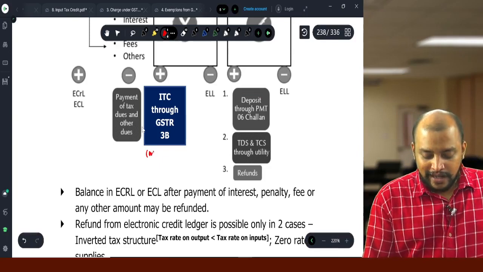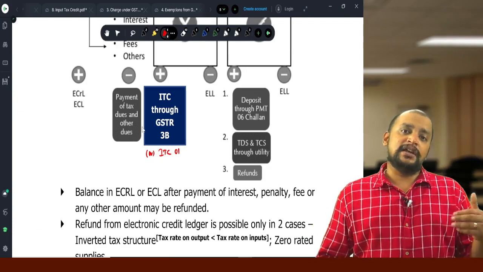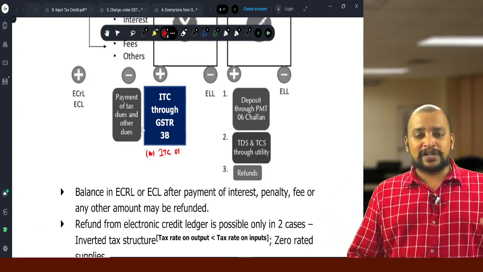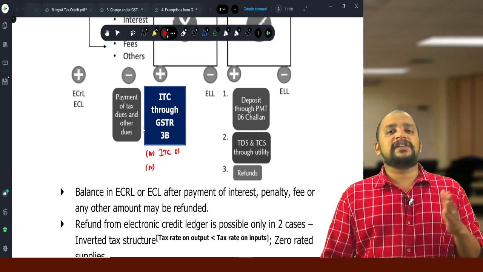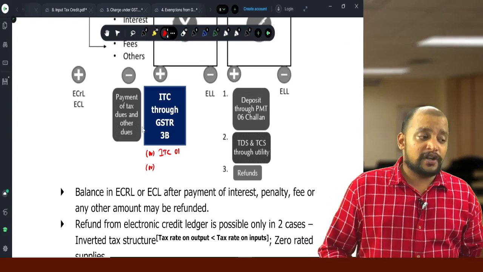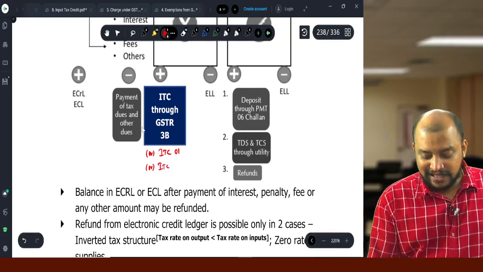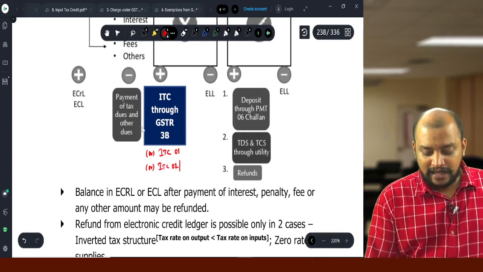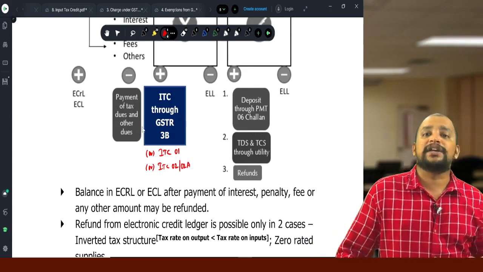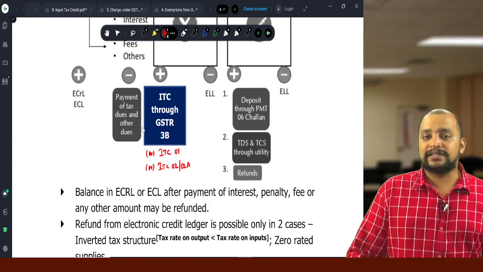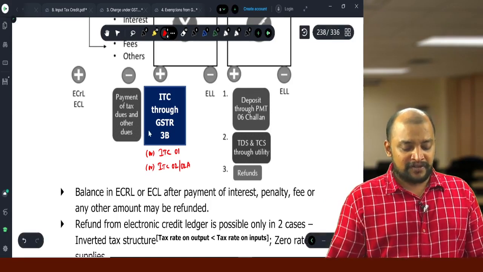So through ITC 01 also, input tax credit will come into the credit ledger. Or sometimes there will be a transfer of business. Whenever there is a transfer of business, the credit will move from the transferor's credit ledger to the transferee's credit ledger. For that one form will be filed, that is ITC 02 and ITC 02A. ITC 02A is in case a single registration is getting separated into multiple registrations. This is how money will come into the credit ledger that can be used for payment of tax.